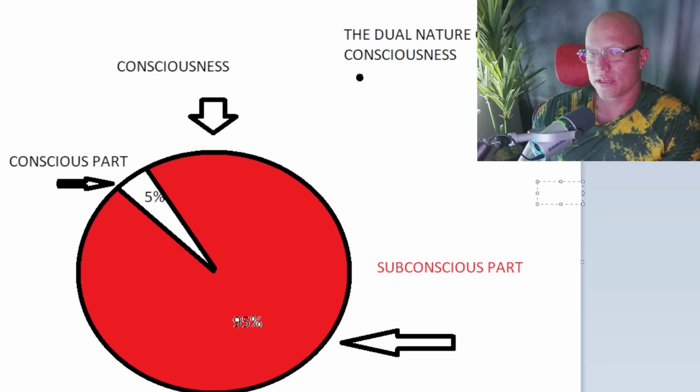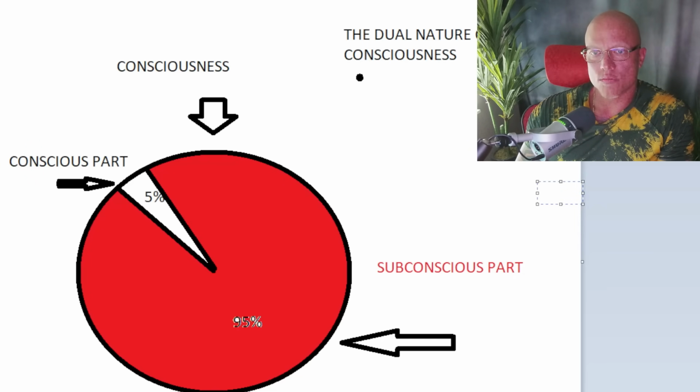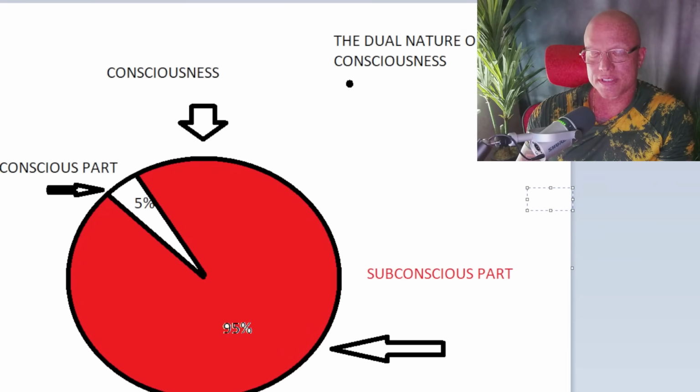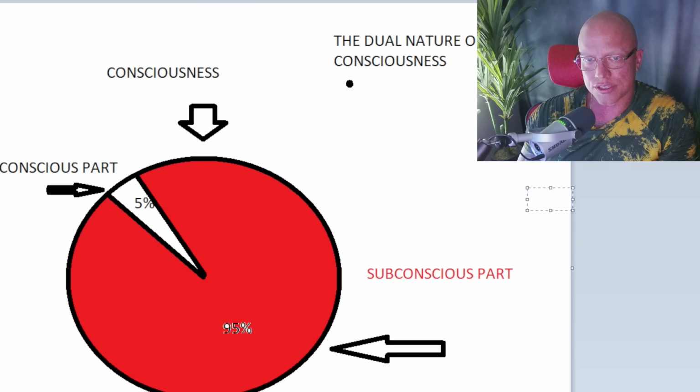All right, so before we close out this video, I'm going to go over this one more time, okay, and give you this graph. This is the dual nature of consciousness. This is the simulation. The circle here that you see is the simulation. That is consciousness. All right, so this is you. The 5% here, the conscious part, is you. That's your present moment awareness. This is the controller of everything. This is you, the conscious part.